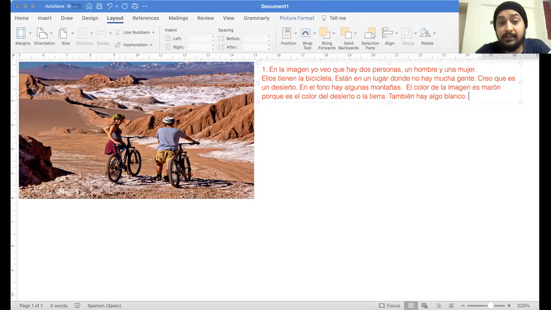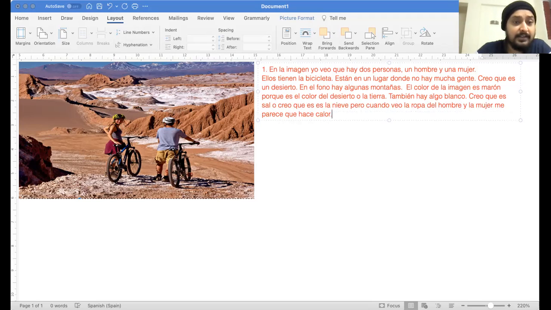So it can be salt or it can be snow because it's very cold, but check what kind of clothes they are wearing. Creo que es sal o creo que es la nieve. Pero cuando veo la ropa del hombre y la mujer, me parece que hace calor. It seems that it's very hot. ¿Por qué? Porque ellos llevan la ropa corta, or there is another possibility that they are wearing short clothes because they are doing some exercise, cycling.